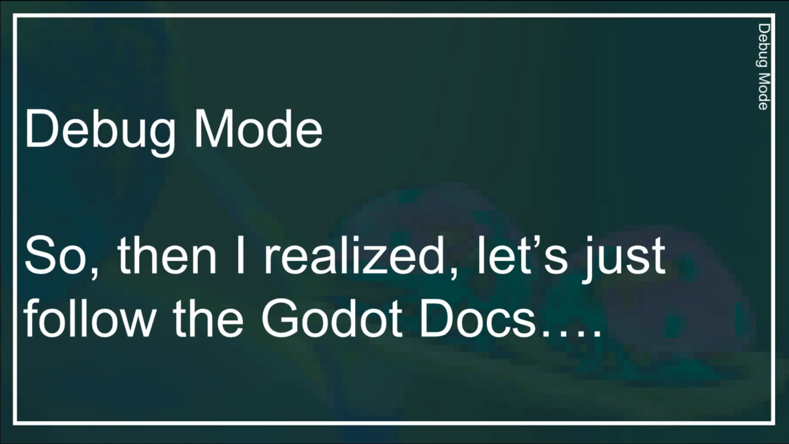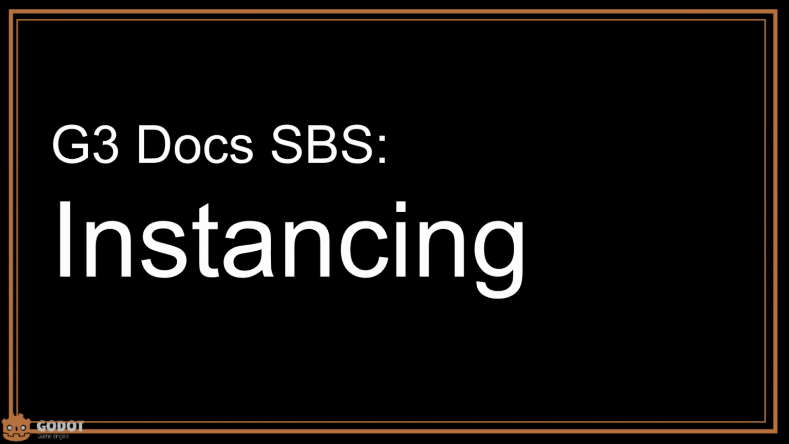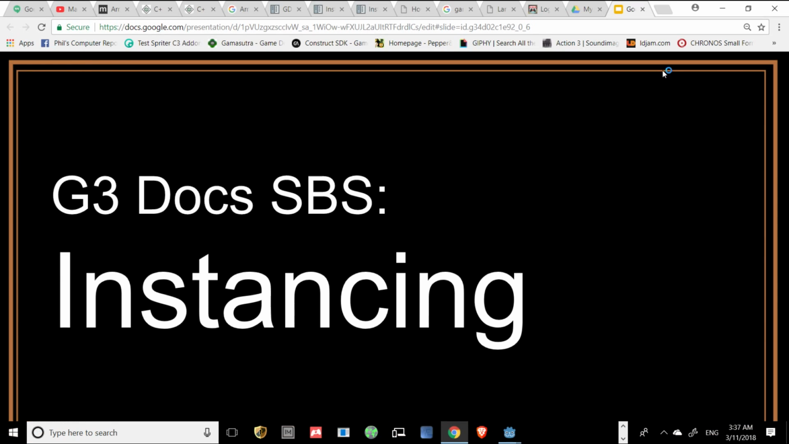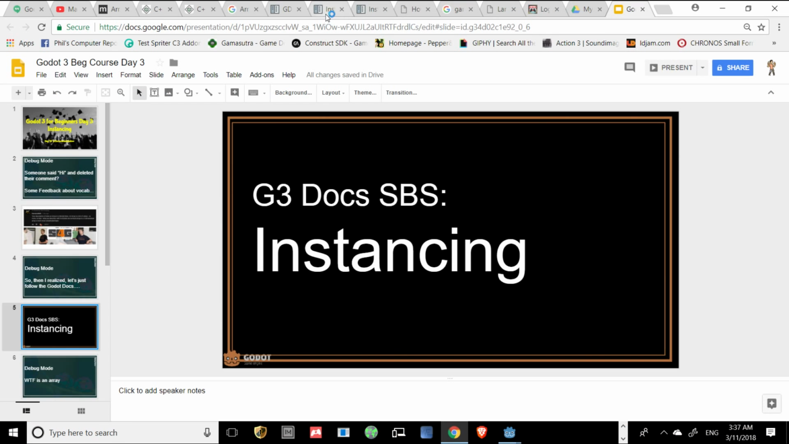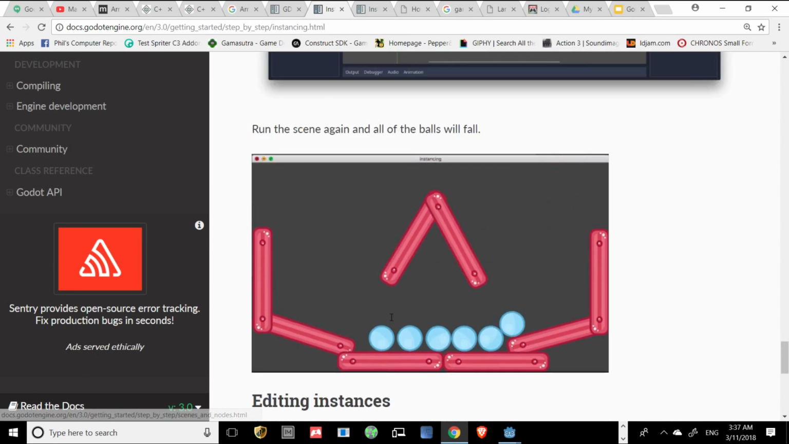Then I realized something. We should just follow the Godot docs and do this as a let's read, because the Godot docs basically give us the vocabulary that we need in order to understand what we're doing. So that's what we're going to do. This is going to be the Godot 3 docs, step-by-step, instancing. Let's just jump right in. That's what we'll be learning today.